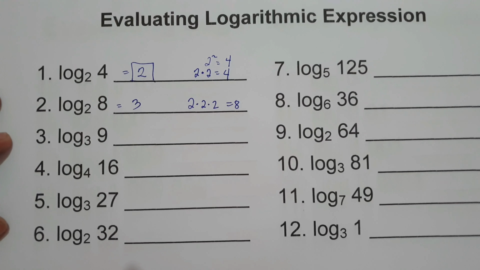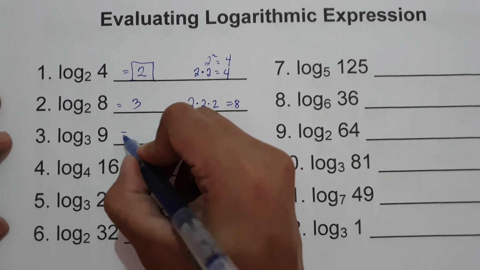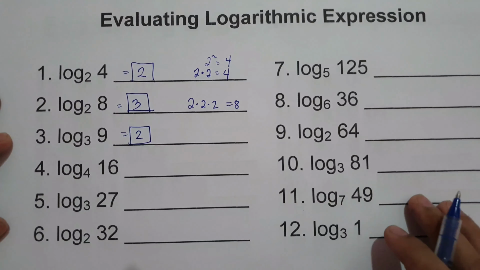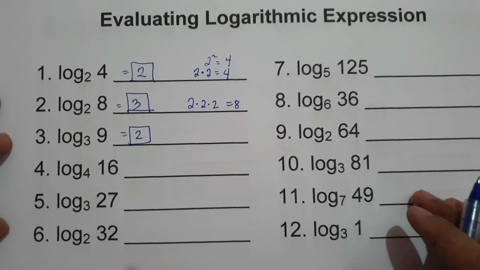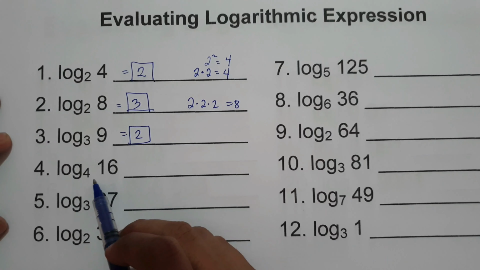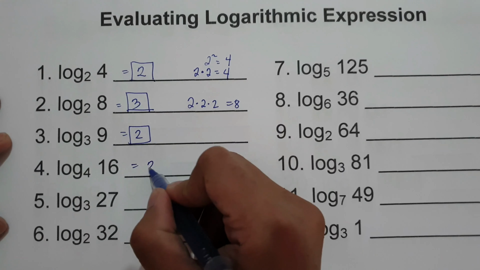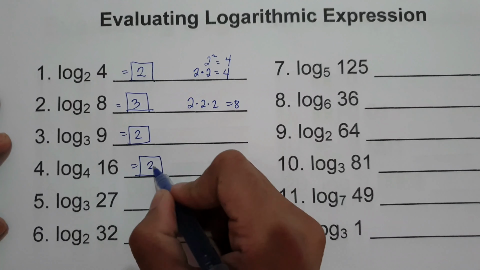What about number 3? Log 9 to the base 3. 3 to what power is 9? So that is 2, because 3 squared is 9. What about number 4? Log 16 to the base 4. 4 to what power is 16? So that is 2, because 4 squared is 16.